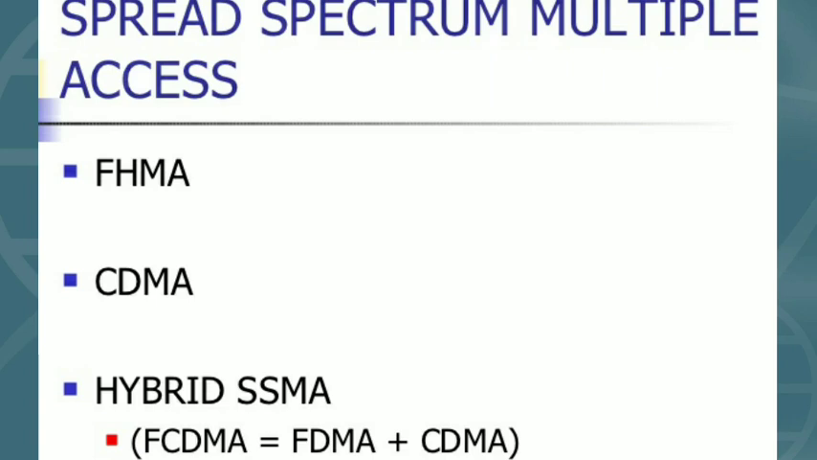We will see spread spectrum multiple access, which is classified into frequency hopping multiple access, code division multiple access, and hybrid spread spectrum multiple access. FHMA is again classified into slow and fast frequency hopping multiple access, and under CDMA we are going to see hybrid multiple accessing techniques.